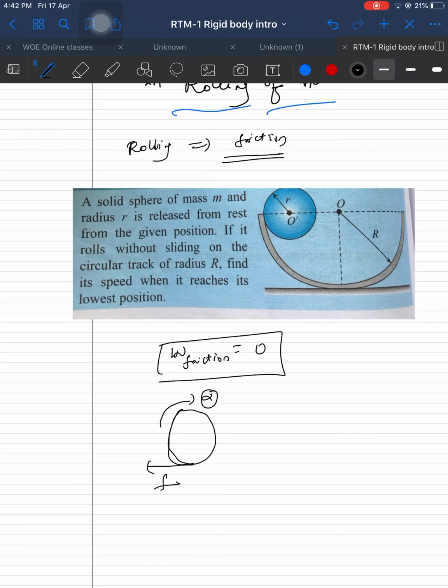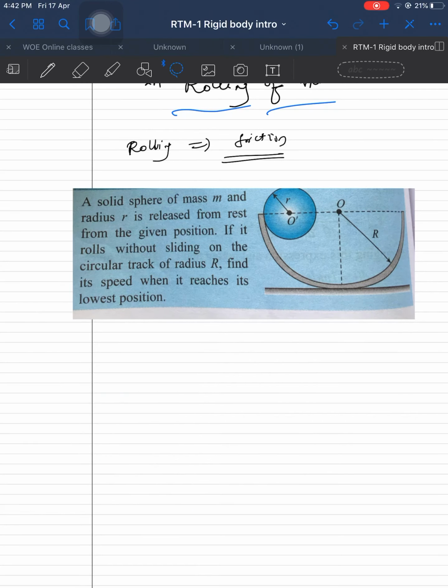If the calculation becomes too complicated to solve, just remember work done by friction is equal to 0. Friction must be there for rolling. If there is no friction, it is not possible to roll. But work done by friction on a body is equal to 0. So that is the only non-conservative force acting on the body. Work done by non-conservative force, I will explain on Sunday when you have free time. As of now, you just remember this part. Work done by friction is equal to 0 when a body is rolling.